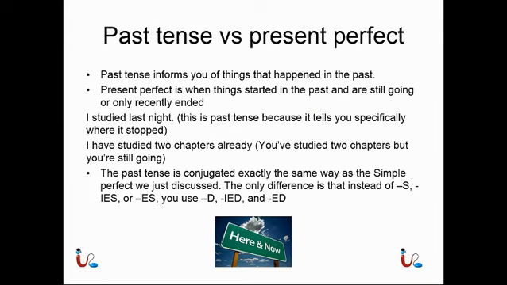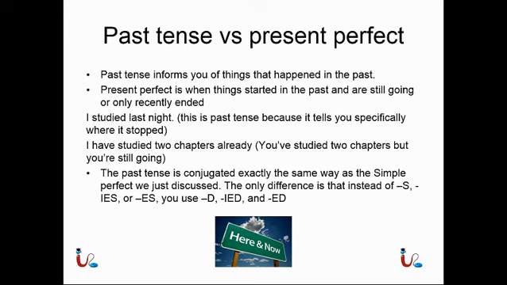Past tense versus present perfect. Past tense informs you of things that happened in the past. Present perfect is when things started in the past and are still going or only recently ended, okay? I studied last night. This is past tense because it tells you specifically where it stopped. It tells you that this happened and then it stopped happening.